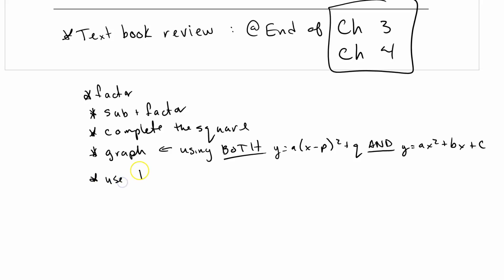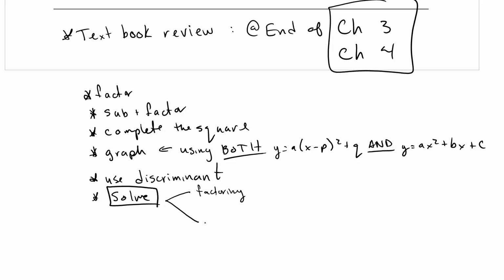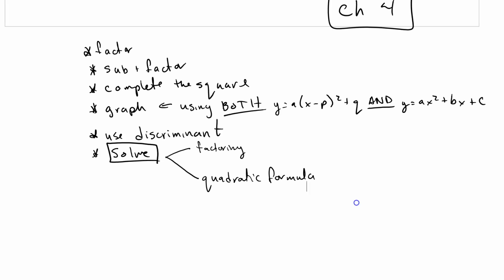Use the discriminant. And you have to be able to solve with very little other explanation. So you have to know whether you can solve by factoring or using the quadratic formula. I will just say solve, and you will have to distinguish whether or not you can solve by factoring or the quadratic formula. Make sure that you know how to do max, min, word problems.